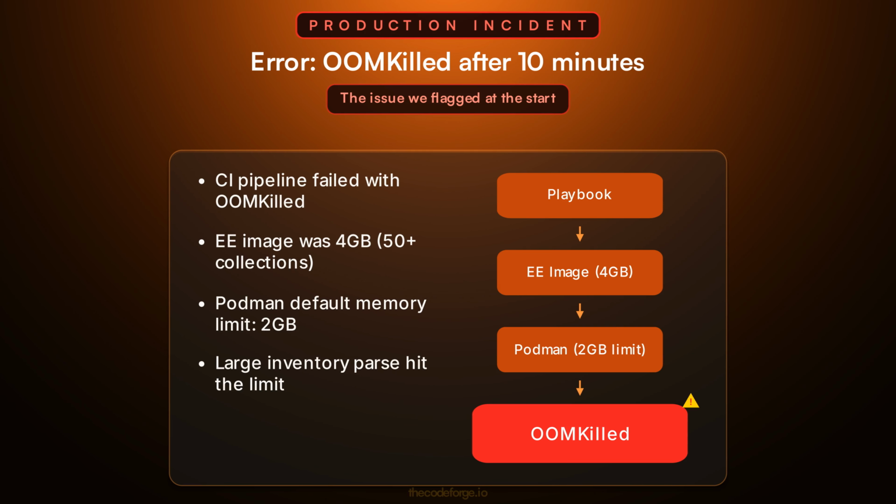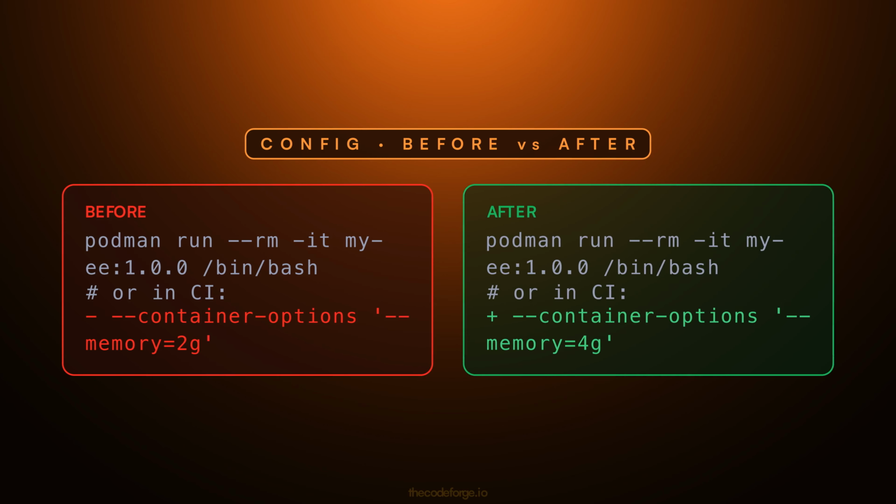Here's exactly why that happened. Our CI pipeline for a multi-cloud provisioning playbook would randomly fail with the error OOMKilled after 10 minutes. We assumed a memory leak, but the real cause was a 4 GB EE image hitting Podman's default 2 GB limit. The image included every collection we'd ever used, 50+ collections, plus full Python packages like Boto3, Google Cloud Software Development Kit, and Azure CLI. During a large inventory parse, the container hit the limit. The EE image was 4 GB, exceeding Podman's default 2 GB memory limit, causing OOMKilled.